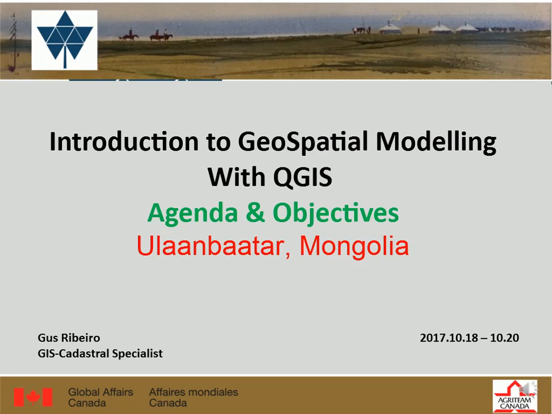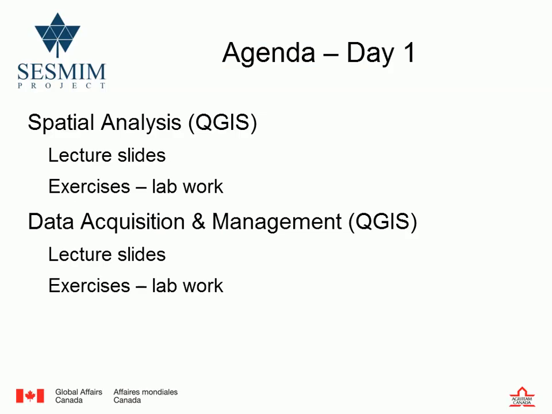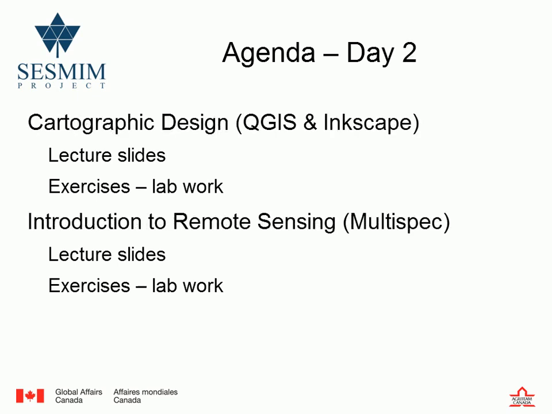I think the objective we have is to start you going on this, and hopefully, in terms of the Canadian projects, we will follow up in the future with part 2 and part 3. The first component is called spatial analysis. Under there we'll look at the lecture slides and then the lab work, followed by data acquisition and management. For every one of these we'll do the slides and then lab work if possible. Then we'll do cartographic design and then introduction to remote sensing.